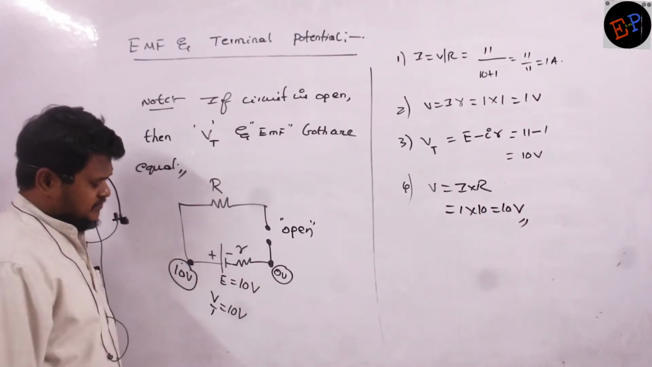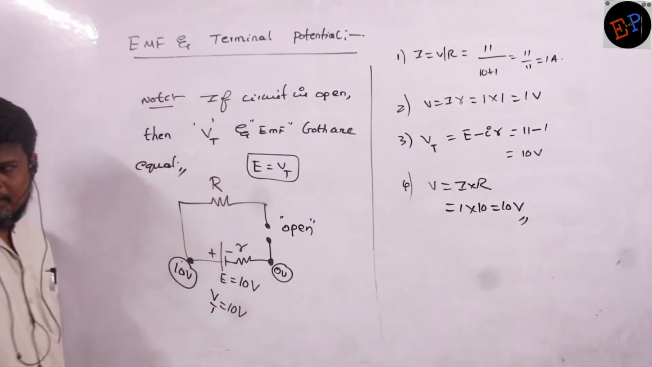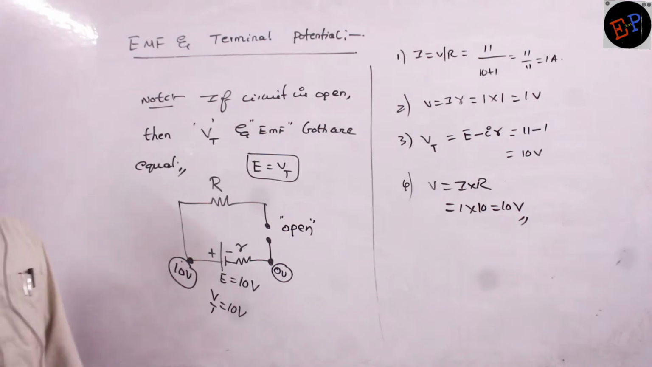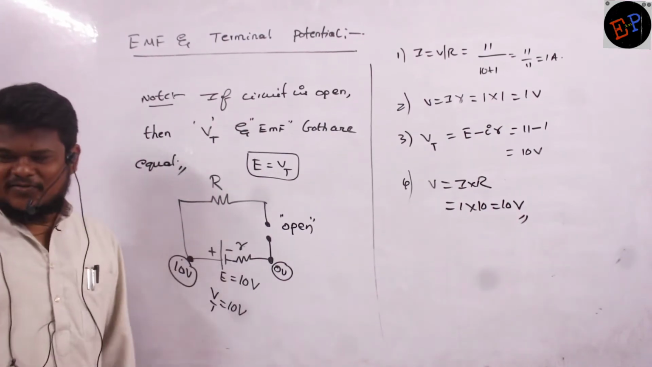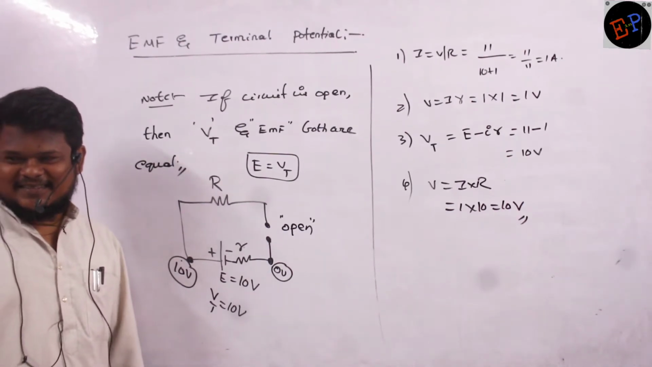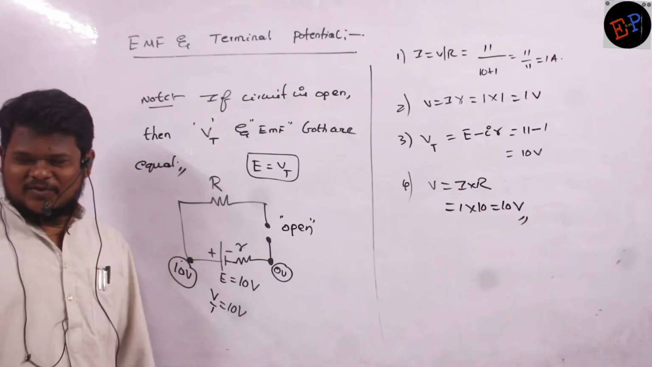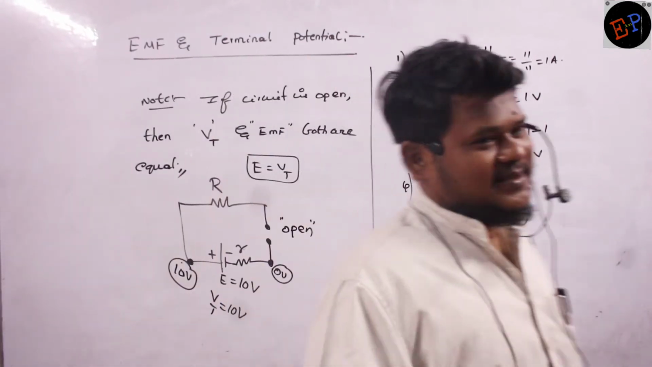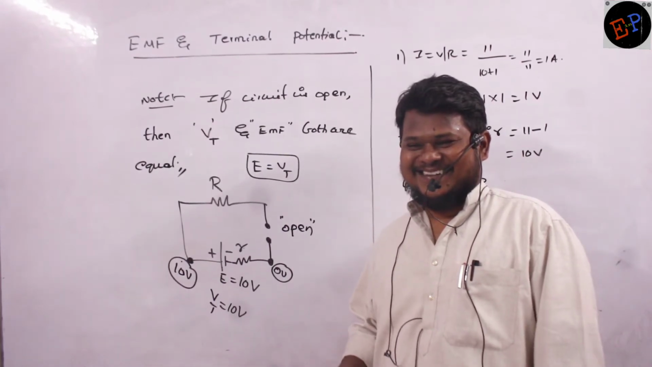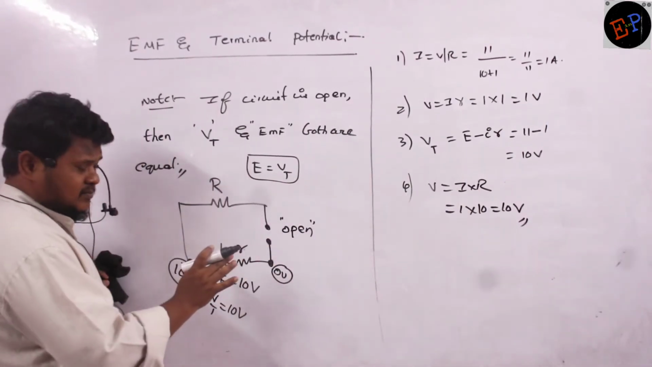Why is it like that? External resistance? When current is not flowing, what happens? Now current is not flowing. So what do you want to say? Think about it. There is no current there at all. What is happening? See, when the circuit is open, how much is the current?